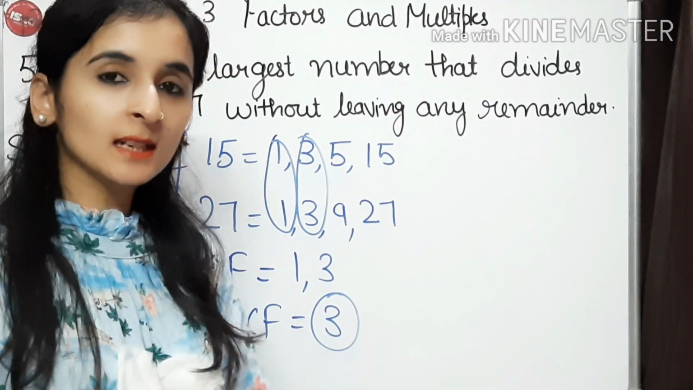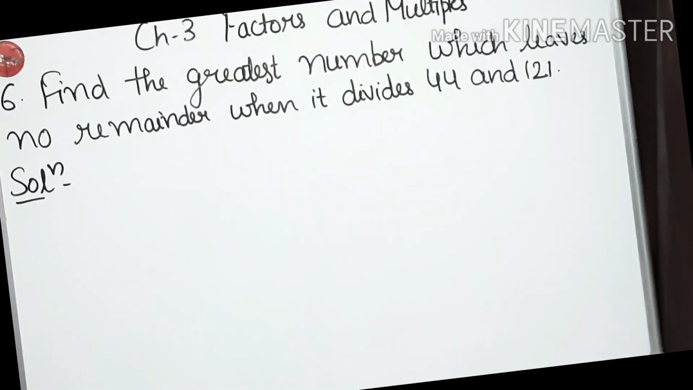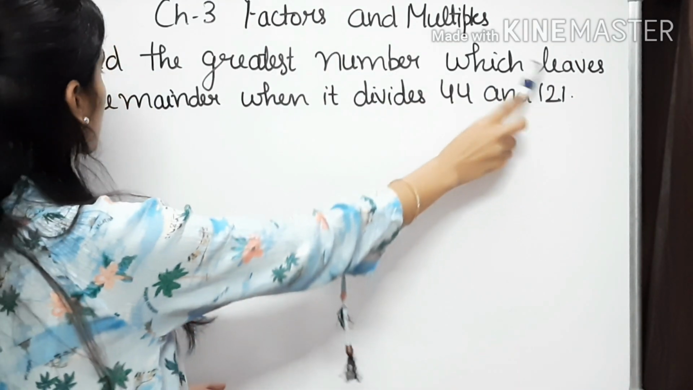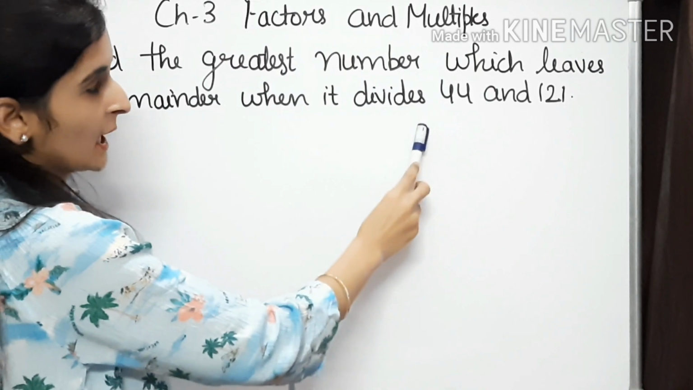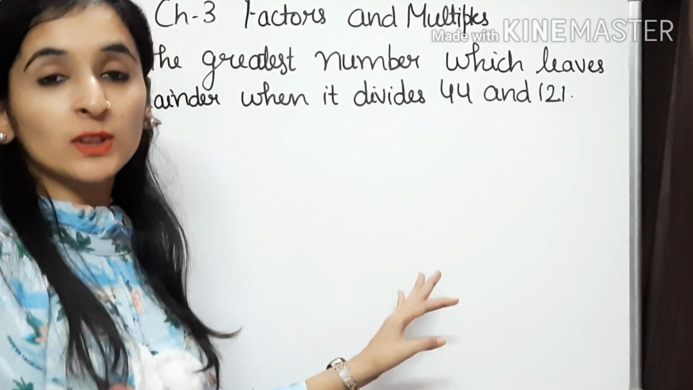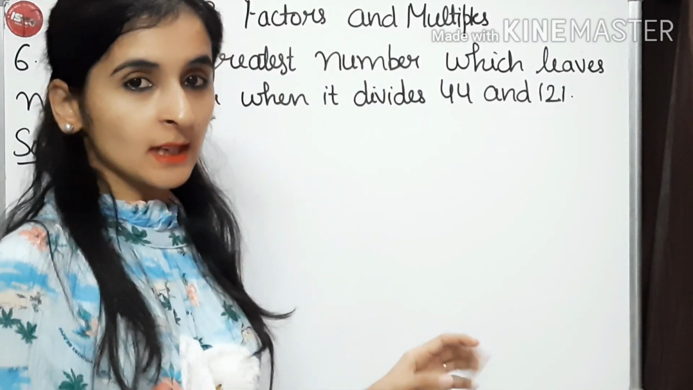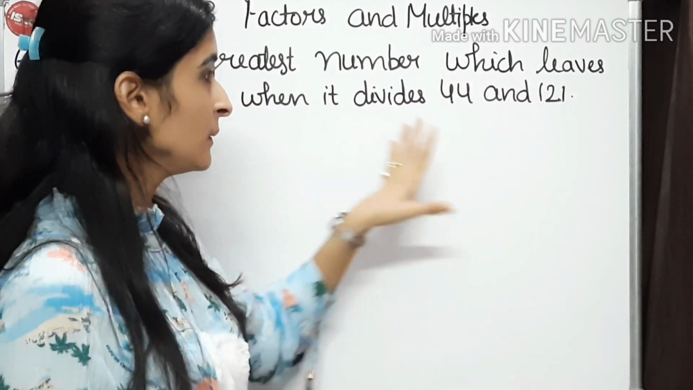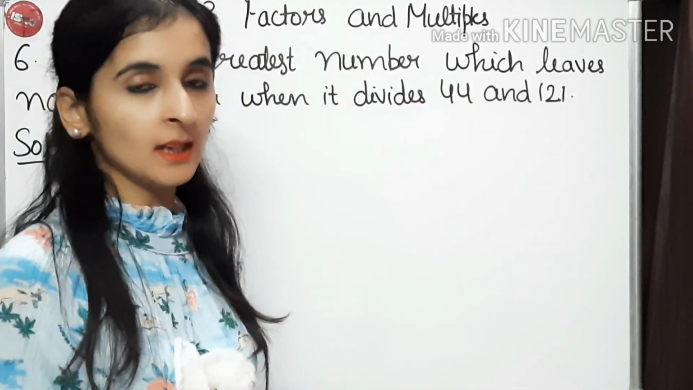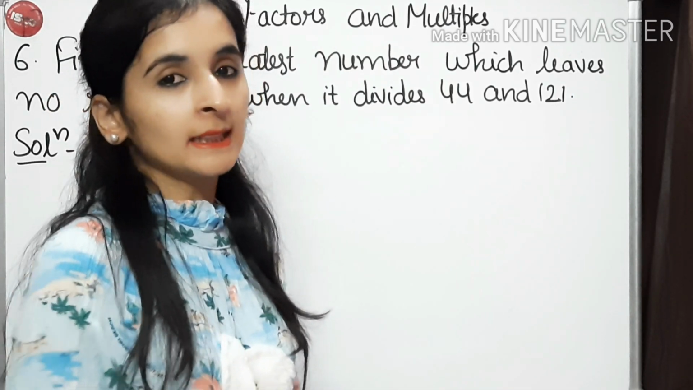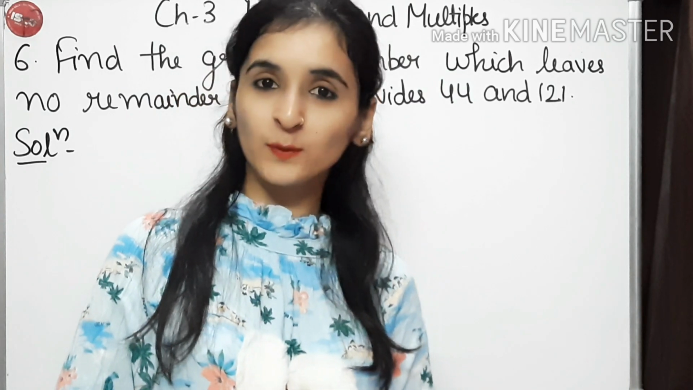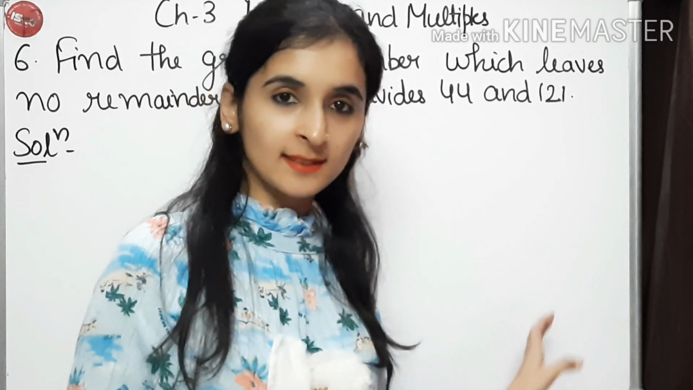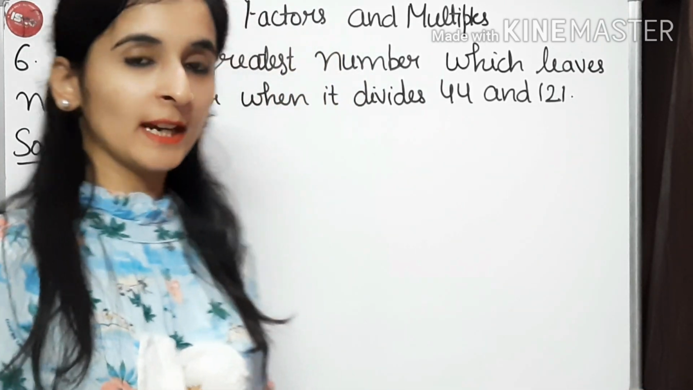Okay, so now let's come to the next question. Find the greatest number which leaves no remainder when it divides 44 and 121. This question is the same as question number 5. So again we have to find the greatest number which leaves no remainder when it divides 44 and 121. So what do we have to find out here? Yes, Ishika, can you tell me? Yes, so again we are going to find the HCF here. Let us start finding.